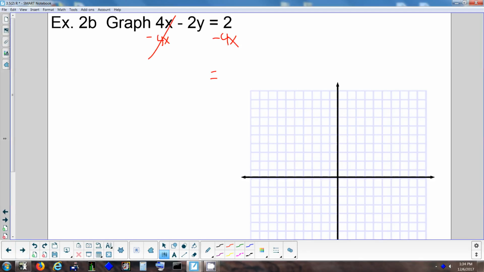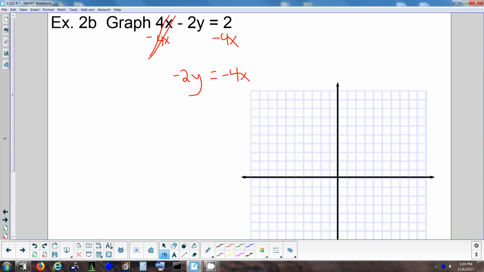Now this canceled out. I'm on the left-hand side now. 2y. What is it? Negative 2y. Remember that negative is attached to it. Negative 2y. All right. Now, on the other side, I've got to be careful, right? Paige, how do I write it out? Negative 4x plus 2.